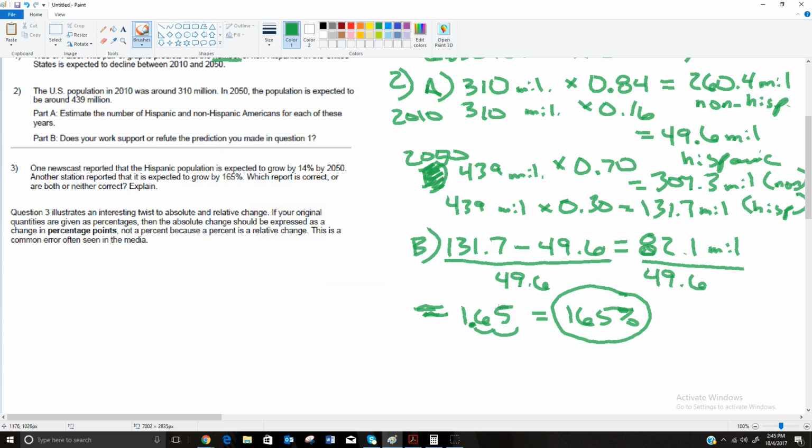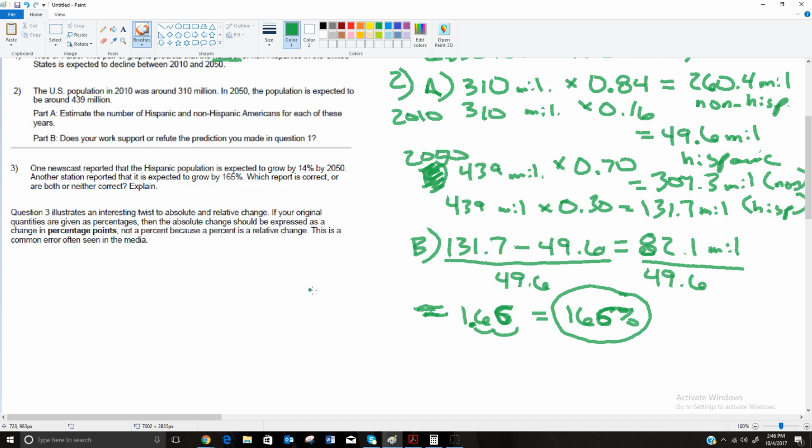Okay, so I don't want to leave this mathematically incorrect, so we'll fix this. It actually is going to grow by, if you round it accurately, 166%. So now it says, this illustrates an interesting twist to absolute and relative change. If your original quantities are given as percentages, as these were, then the absolute change should be expressed as the change in percentage points, not a percent, because a percent is a relative change. So this is a common error often seen in media.